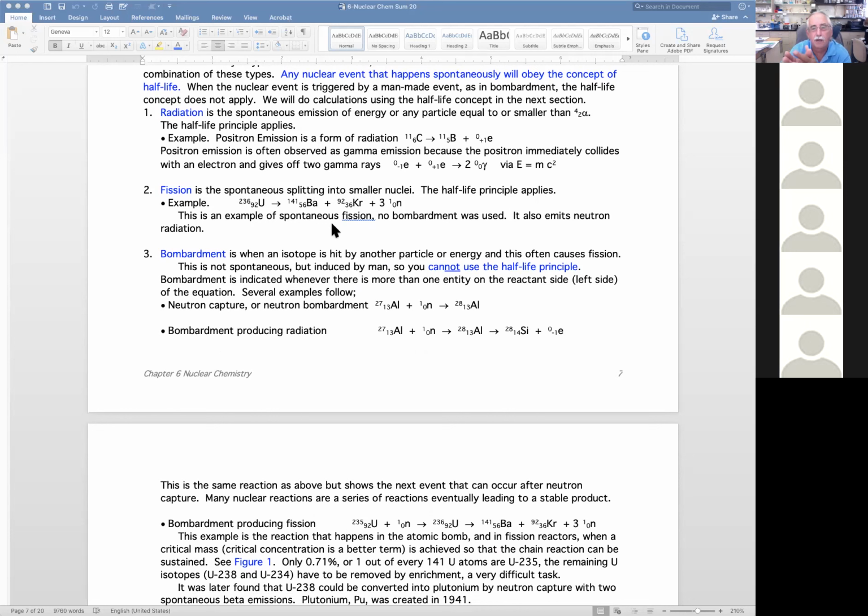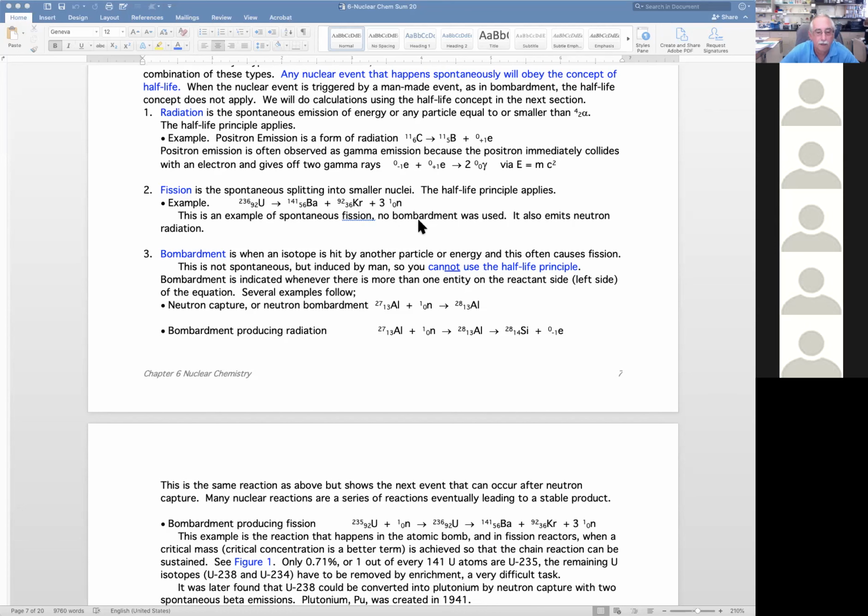So here's the problem with when people try to categorize nuclear events. Most of the time, they're a combination of these things I'm talking about. So what is fission? It's when a larger thing breaks down into smaller things. It just so happens this event also causes the emission of neutrons, neutron radiation.